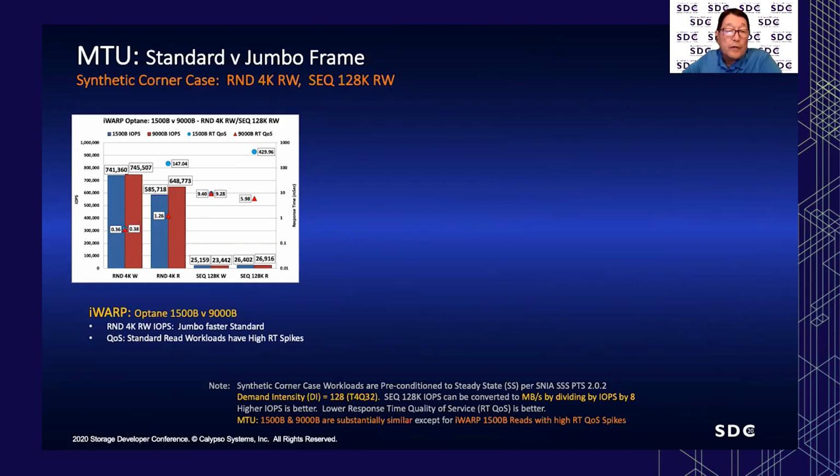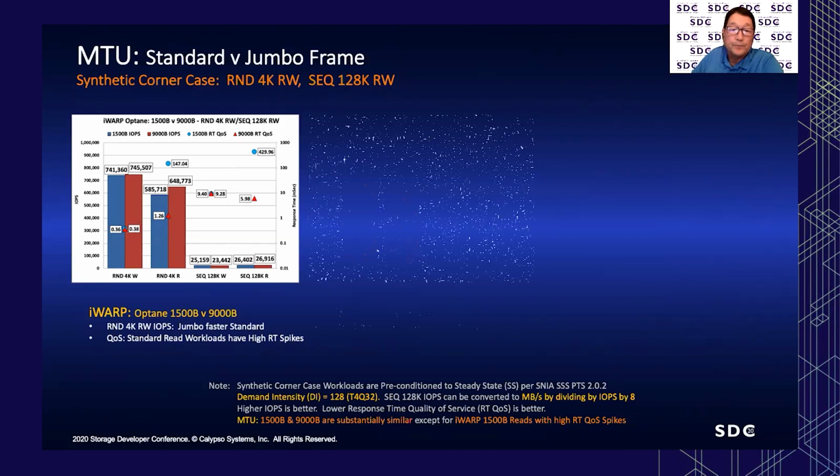Note also that for the quality of service response times, the standard 1500 byte or blue column has very high response time spikes for the read workloads. So for random 4K read and sequential 128K read, you can see there's 147 and 429 millisecond response time spike. We'll discuss that more in detail later.